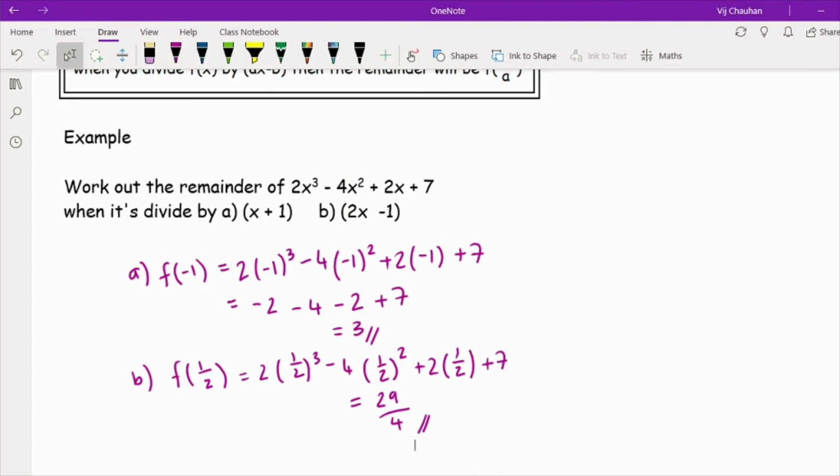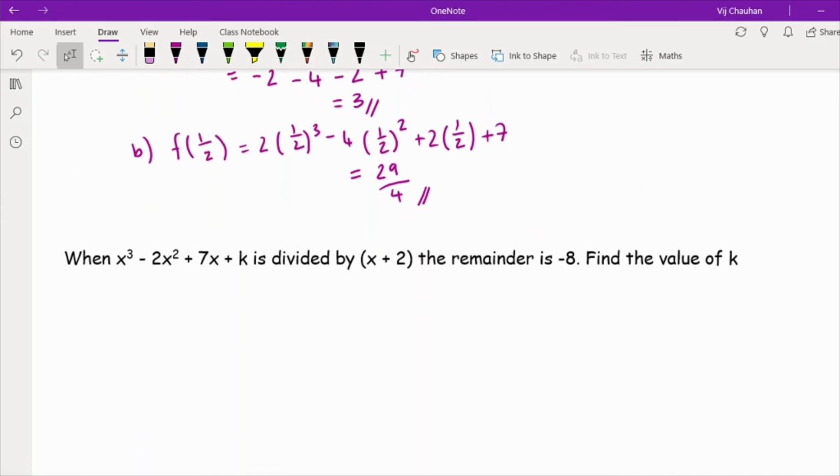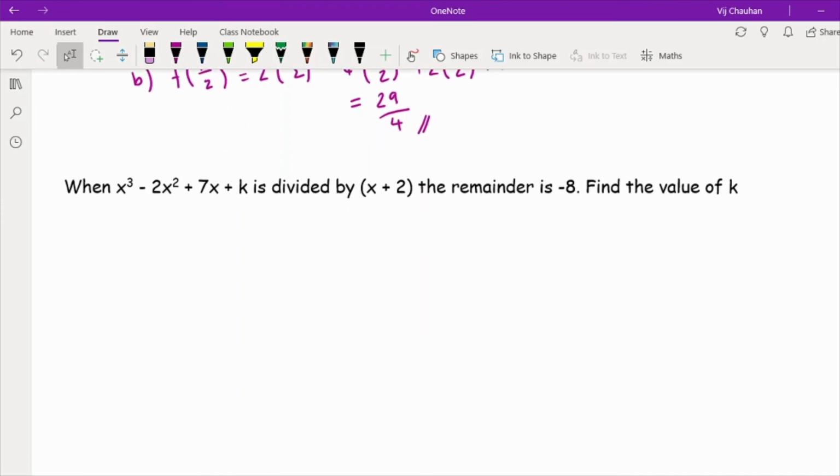So if we move on to the next example, here it says when x cubed minus 2x squared plus 7x plus k is divided by x plus 2, the remainder is 8. So this is what we call a reverse question, where you're given the answer and you need to work out what part of the question is missing. So here, what this is telling me is that when I work out f of minus 2, this expression gives me the answer of minus 8. So what I then need to do is substitute x equals minus 2 into this polynomial.